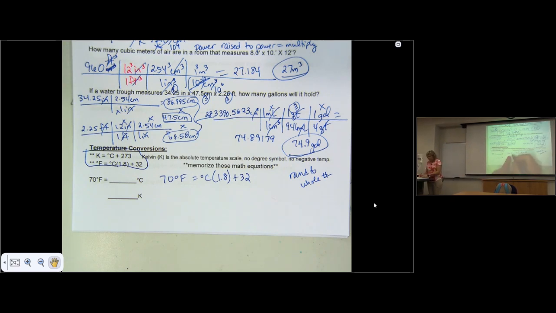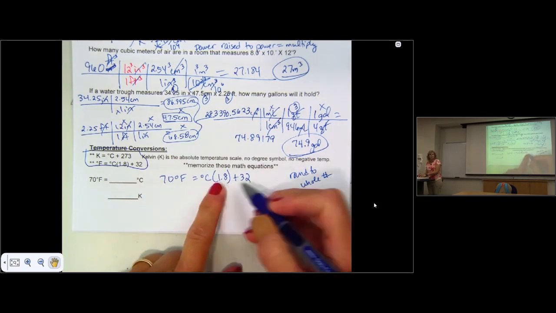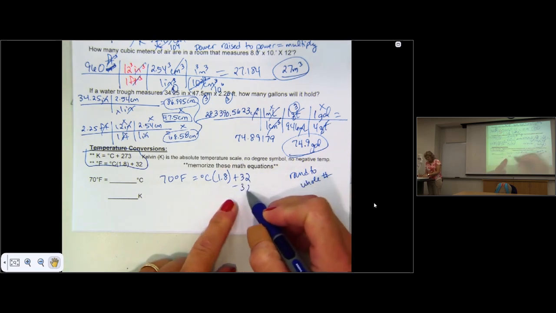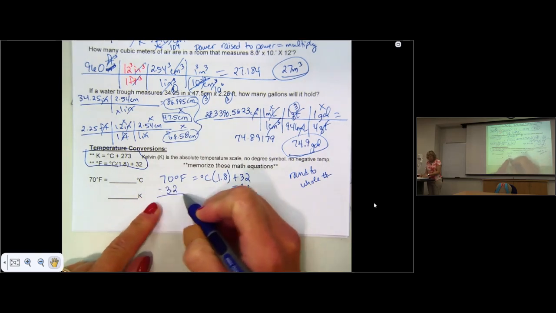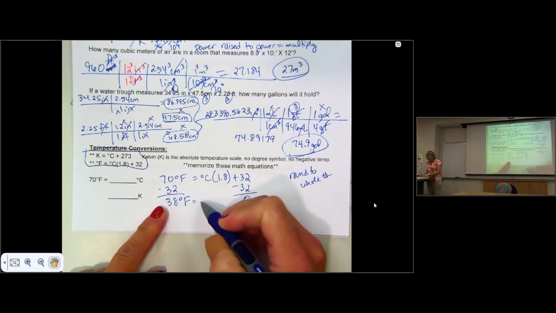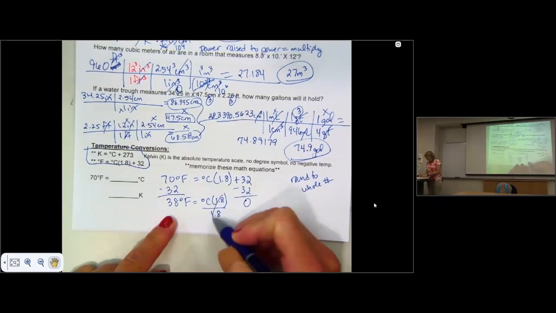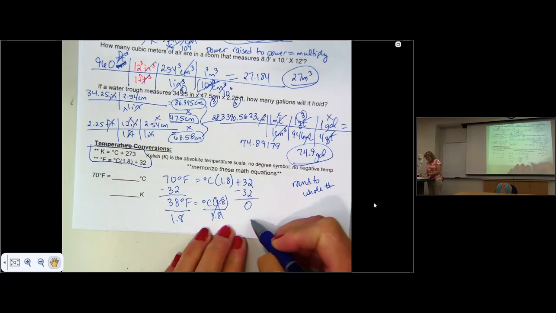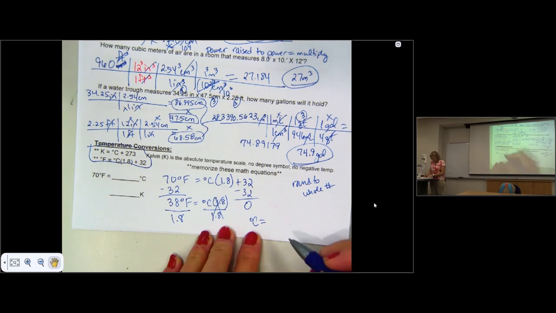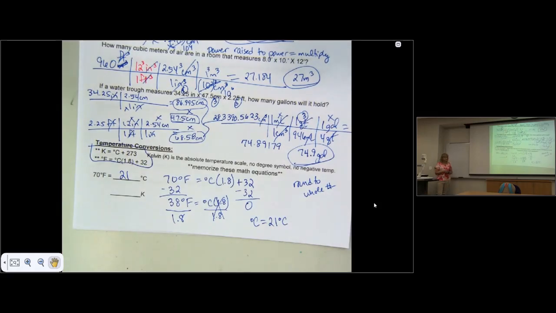So 70 degrees Fahrenheit equals degrees Celsius times 1.8 plus 32. Now let's talk math for a minute. What do we do first? Subtract. For those of you that think I'm being silly to explain this, there are people here who don't know this. So this is 38 degrees Fahrenheit equals degrees Celsius times 1.8. Now what do we do? Divide both sides by 1.8 and do the math. Degrees Celsius equals what? 21 degrees Celsius. It actually works out to be 21.11111, but I said round to the nearest whole number.